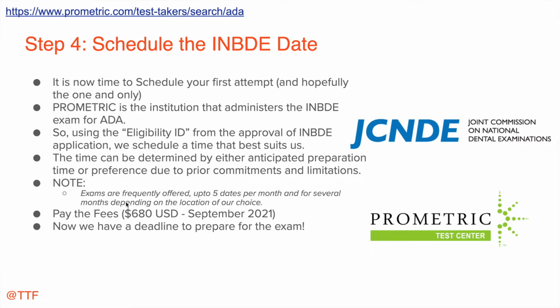Note that the exams are frequently offered, up to 5 dates per month, and for several months at a time, depending on the location of our choice. So they're very flexible, so there's nothing to worry about that. We're going to pay the fees for Prometric, which is $680 as of September 2021. And now we will have a deadline to prepare for the exam. So let's take a look at what Prometric looks like.